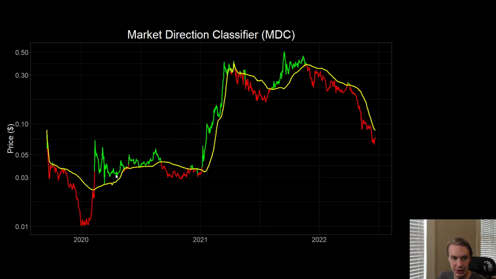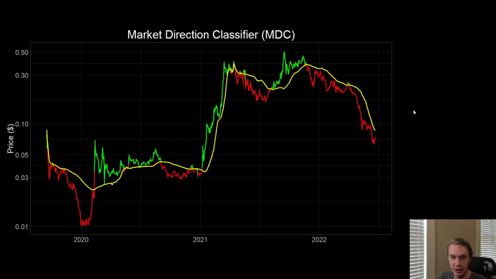You'll see that the MDC allowed you to catch this entire parabolic move to the upside, and then also got you in pretty early here to catch this move to the upside, then gets you out fairly early once this uptrend broke, moving back to the downside, and really just protected you from all of this. There's a slight fake out above it, but again, saving you from this entire devastating move to the downside, if one were to be trading based on this indicator.